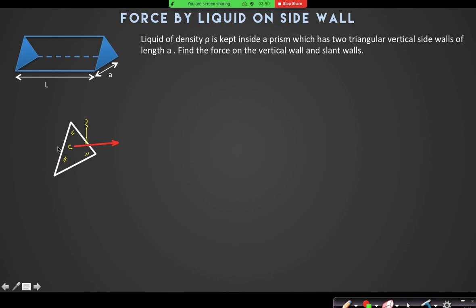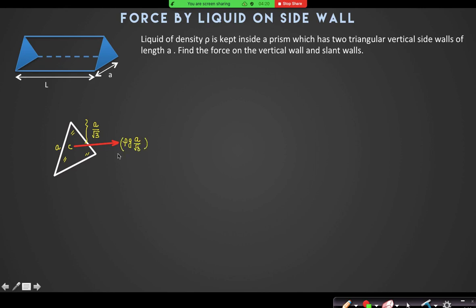If this side length is A, the center is A by 2 root 3 from the bottom. Not from the bottom, I have to find the depth, in order to find the pressure. A by root 3, yes. So I think the pressure at the center is rho g into A by root 3. Yes or no?